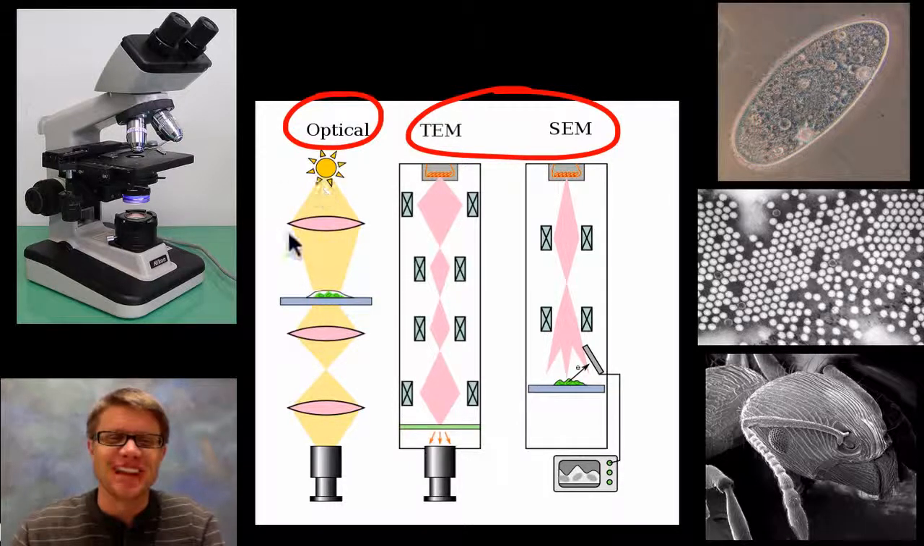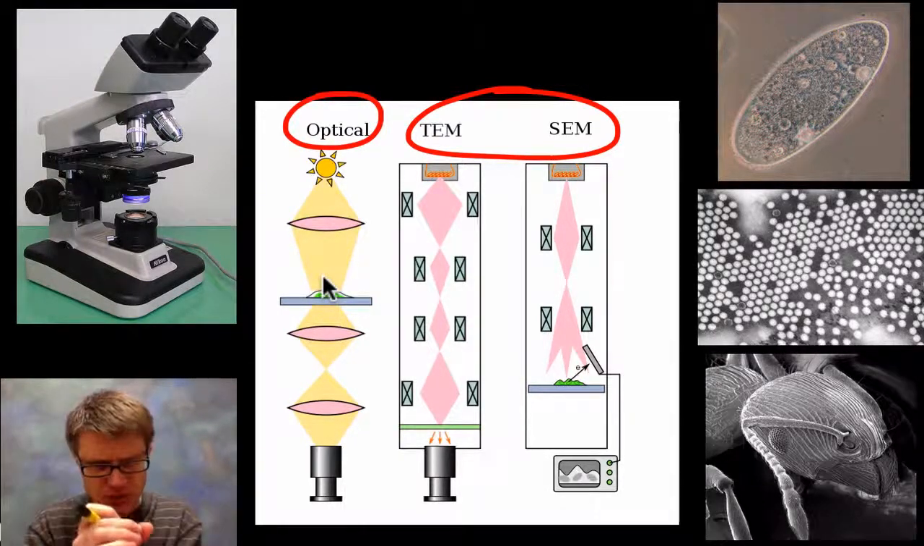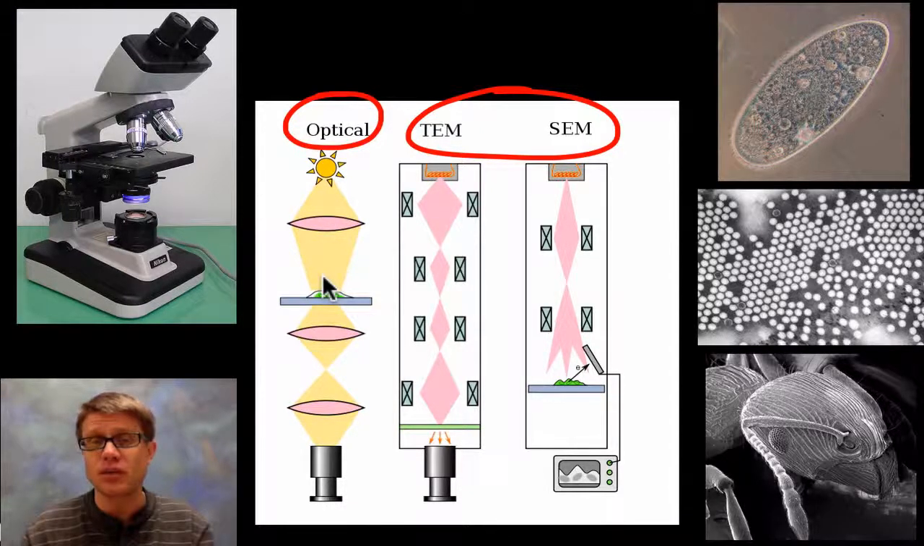Optical microscopes use light and lenses to magnify the image. If you've ever used binoculars and then you turn them upside down and hold them close to your hand, you actually have a real simple microscope. And so that's the way that they work.